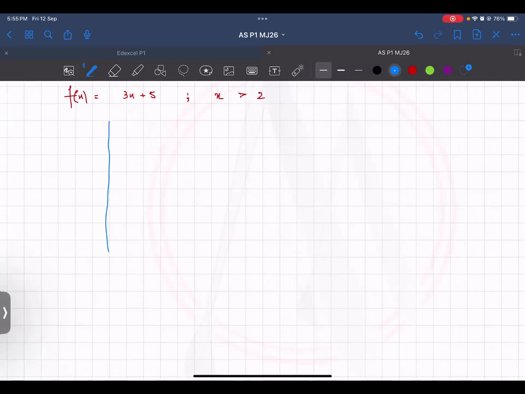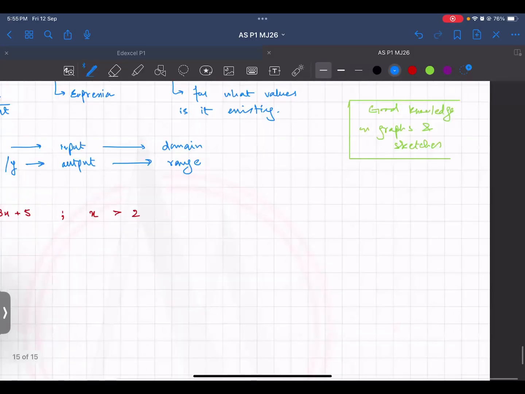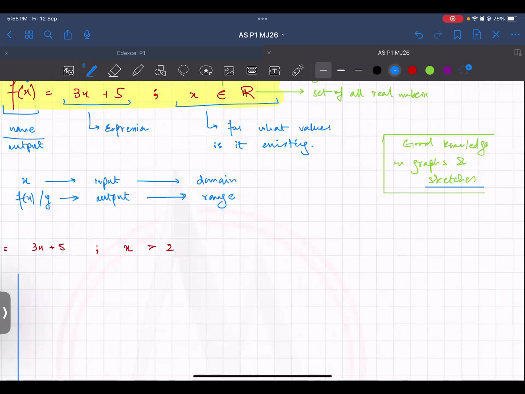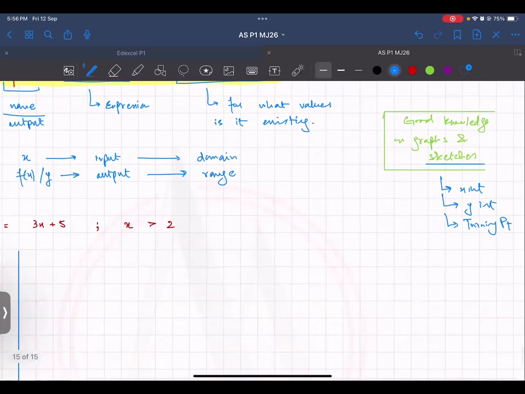So whenever you sketch, the most important parts are the x-intercepts, the y-intercept, sorry, and the turning points if there are any. Because we know in quadratic curves we have turning points. This is an important point. The x and the y-intercept. So you must show these things whenever you sketch a graph.